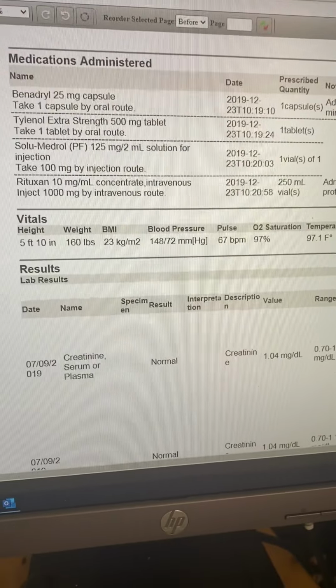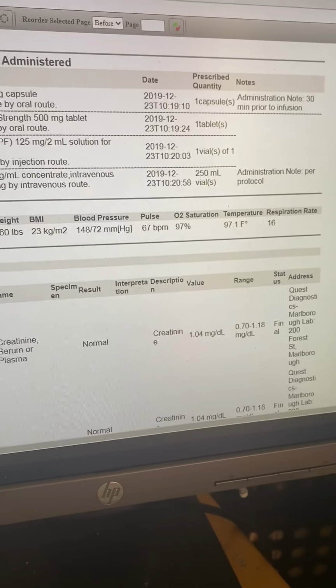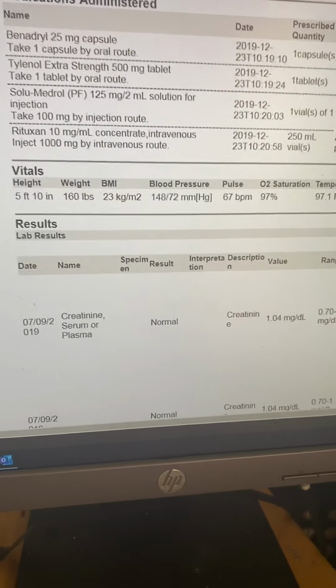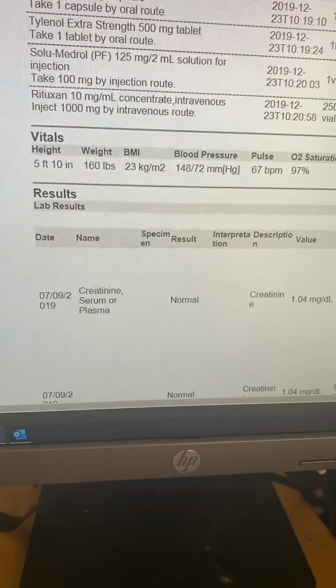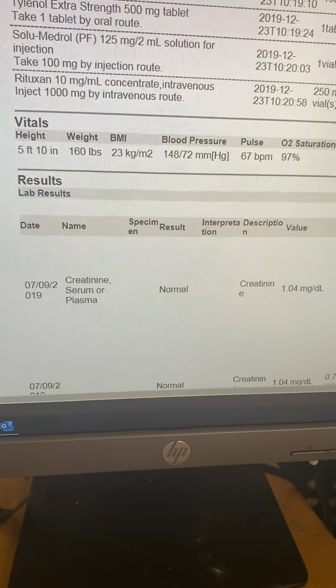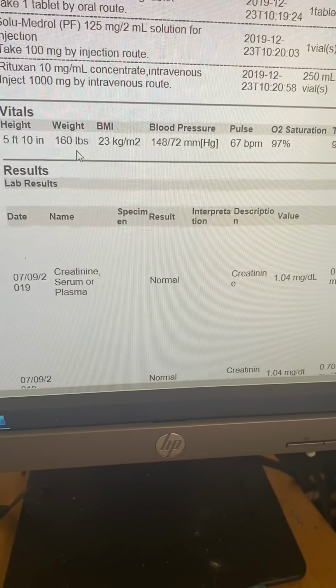And like I said, I was going to hide my finger for a second while I scroll through so you won't see the name and things like that. Okay, so here we go again. So there are more medications on the second page. There are medications and there are also lab results. Now you see here where the patient is 5'10", 160 pounds.